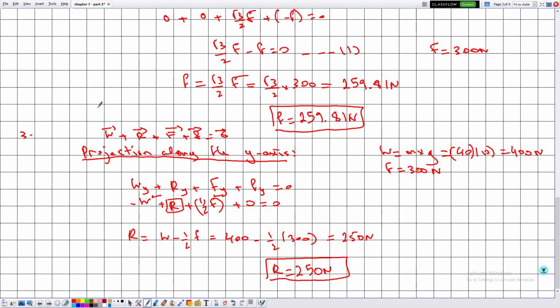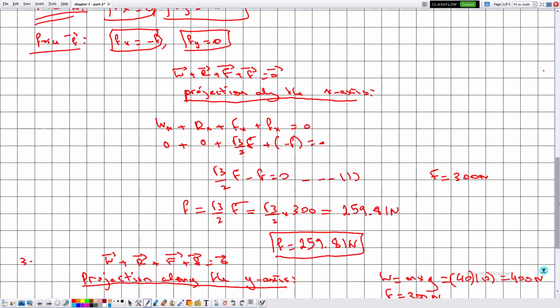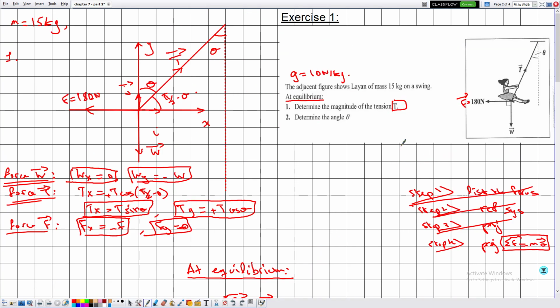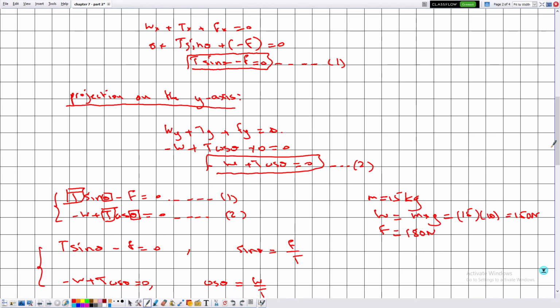So here notice that in order to determine the value of F, we use the first equation, and in order to determine the value of R, we use the second equation. So this is it for this exercise. But now if we refer back to the first exercise that we have solved, the unknowns were T and theta, and the equations are given by 1 and 2.